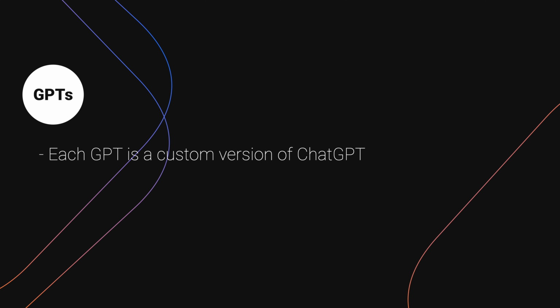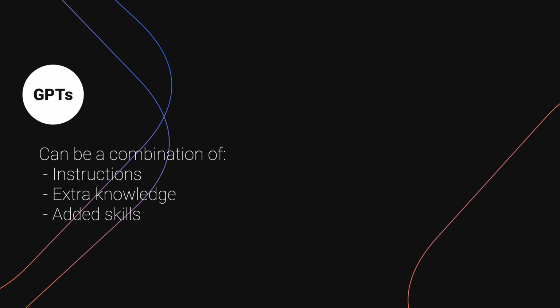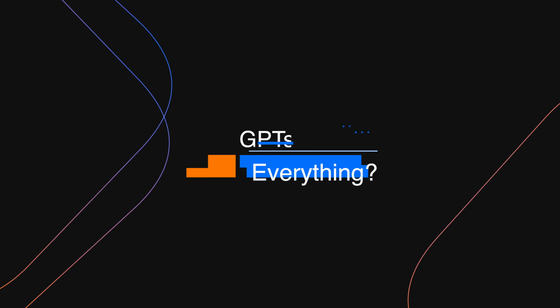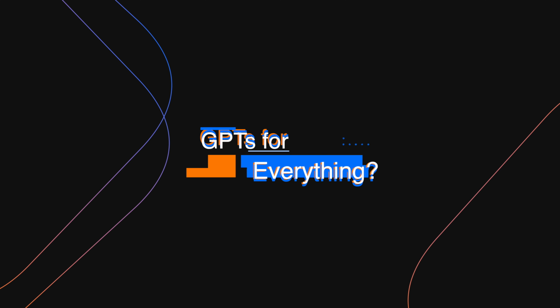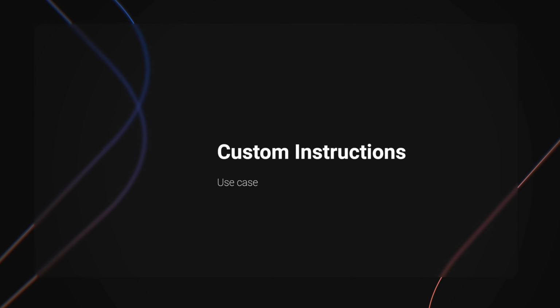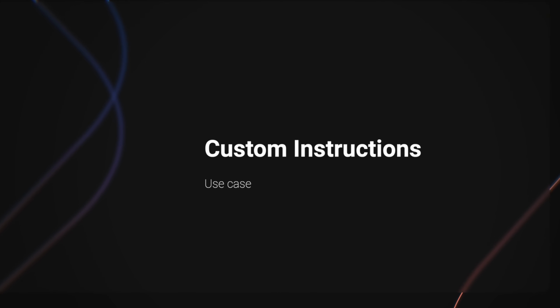On the other hand, GPTs allow you to create custom versions of ChatGPT that combine instructions, extra knowledge such as data from a spreadsheet, and any combination of added skills you build into it. So at this point, you're already thinking, why not just build custom GPTs for everything then? And maybe you could. But let's zoom into custom instructions to maybe sway your thinking with this fun use case.